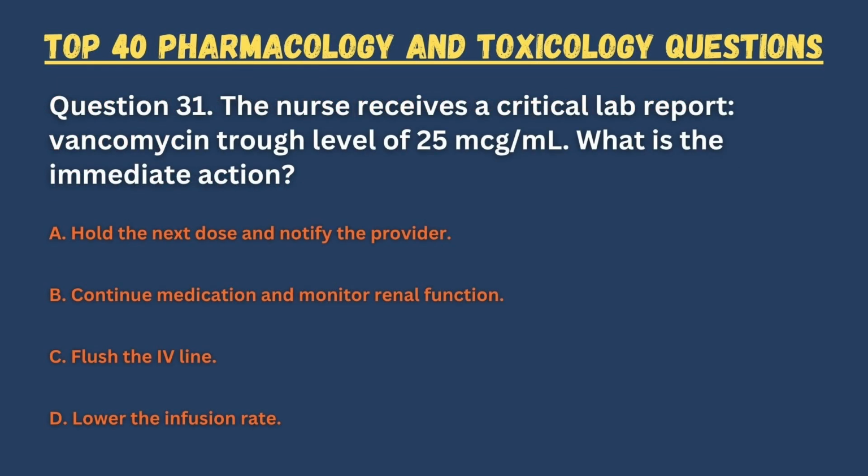Question 31. The nurse receives a critical lab report. Vancomycin trough level of 25 microgram per milliliter. What is the immediate action? A. Hold the next dose and notify the provider. B. Continue medication and monitor renal function. C. Flush the IV line. D. Lower the infusion rate.